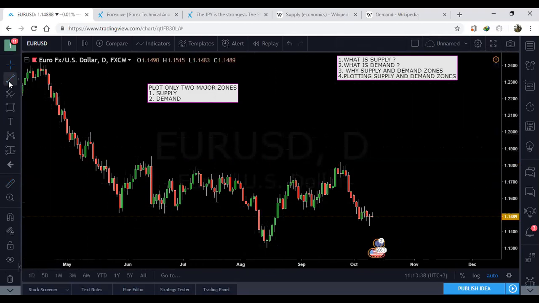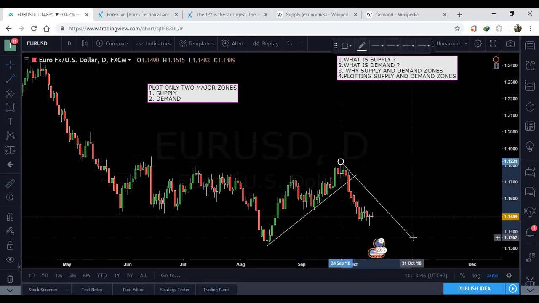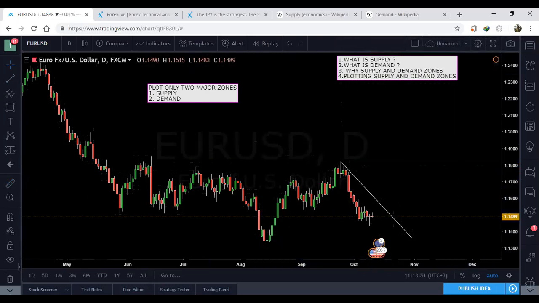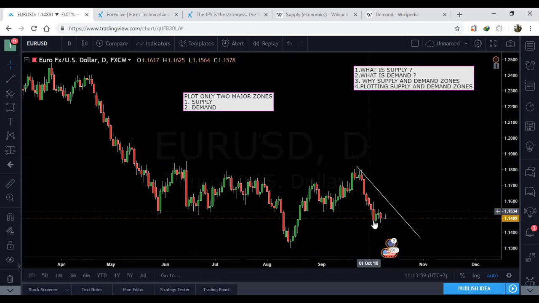The euro is pretty much in a downtrend. You can see this was an uptrend, it was broken, and the euro is now in a downtrend, as you can see here. So as we say, trade what you see, don't trade what you think. The market is in a downtrend.